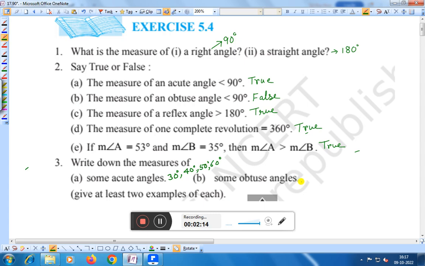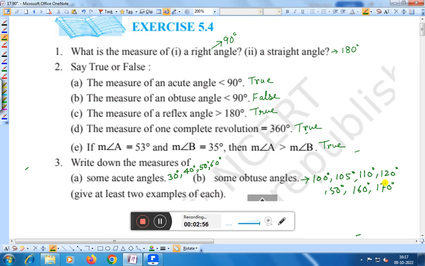Some obtuse angles. What is the meaning of obtuse angle? An obtuse angle is greater than 90 but less than 180 degree. Greater than 90 is 95 or 100. We can say 100 degree, 105, 110, 120 degree, 150 degree, 160 degree, 170 degree, but less than 180 degree.